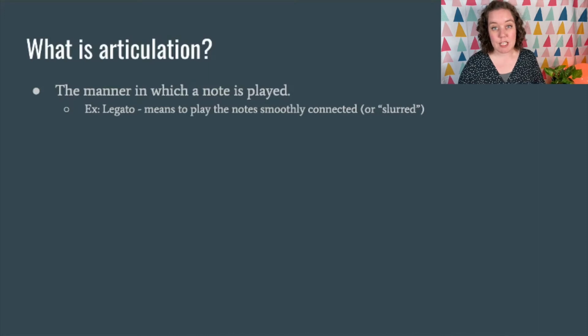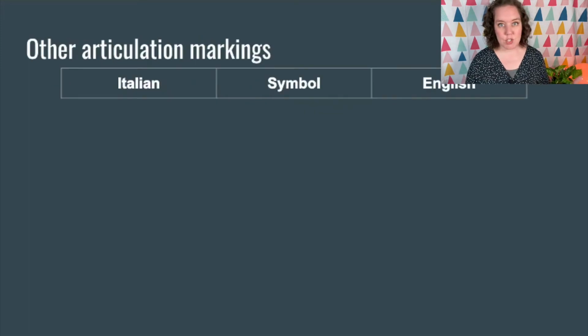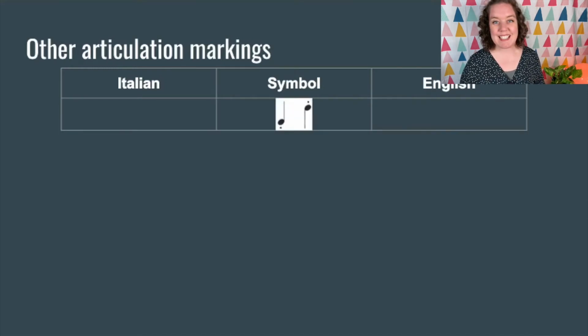We've actually discussed one of these before. We talked about the term legato, L-E-G-A-T-O. And when we talked about legato, we were talking about smoothly connecting notes with a slur. So we use that slur to smoothly connect. So when you're playing that note, the way you would play it is as smooth and connected as possible. So legato would be one of those articulation terms. Again, for all of these terms, you have to know the Italian term, the symbol for them, and then the English translation.